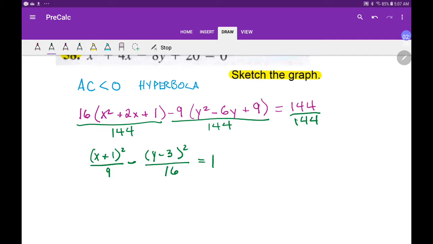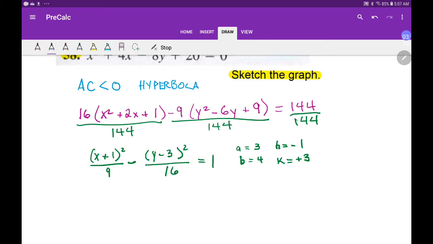Alright, so now I know, here's the place of prominence there. It's a horizontally oriented hyperbola, and I know that a is equal to 3 because of 3 squared, and I know that b is 4 squared, and I know that h is negative 1, and I know that k is positive 3. Alright, so I think I'm ready to mostly graph this.